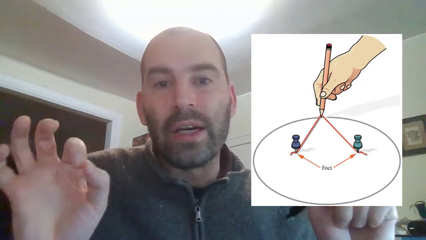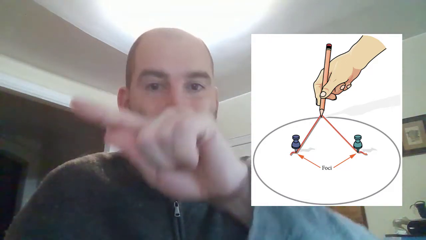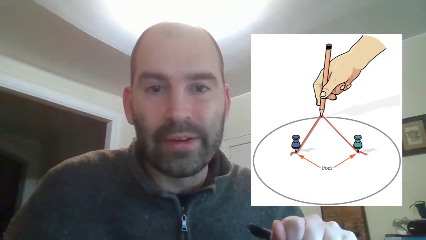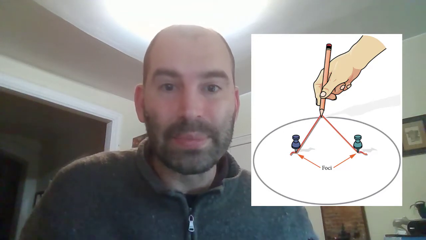Now there's another way an ellipse comes about, and that is by picking 2 points and taking a string of a fixed length and then attaching it to those 2 points and then just tracing out a shape by holding that string taut. And if you do that, you will get an ellipse.